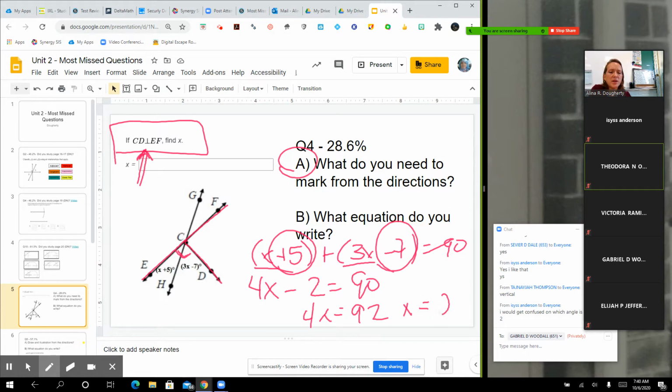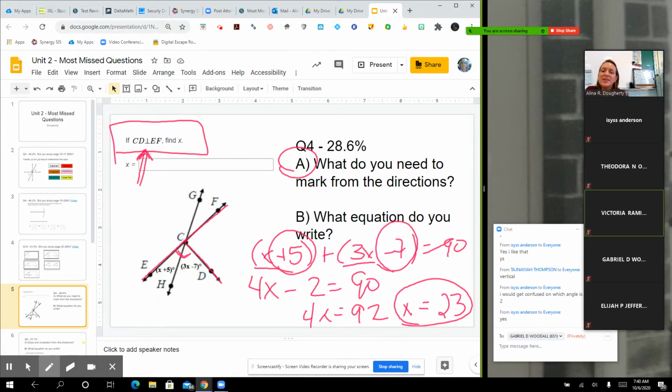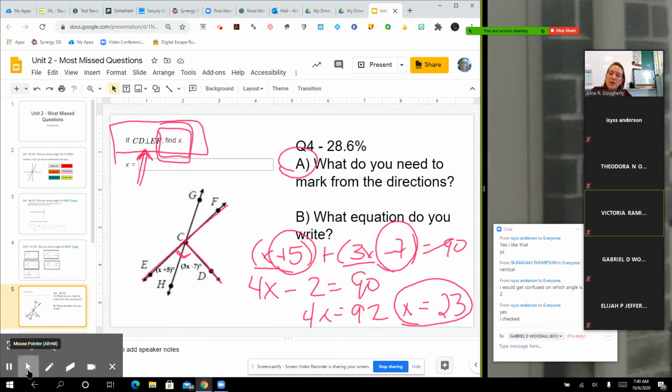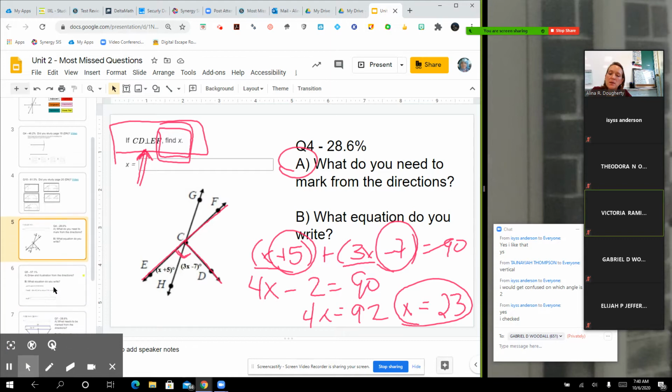I got 23. Is that the right answer? Probably. I have faith in you. Okay. Thanks, Victoria. I don't always have faith in myself, so I always like to check. The question is, what is x, right? So we're done. This problem, once we figured out that we needed to translate that perpendicular symbol into 90 degrees, we're good. I think there's two more here.